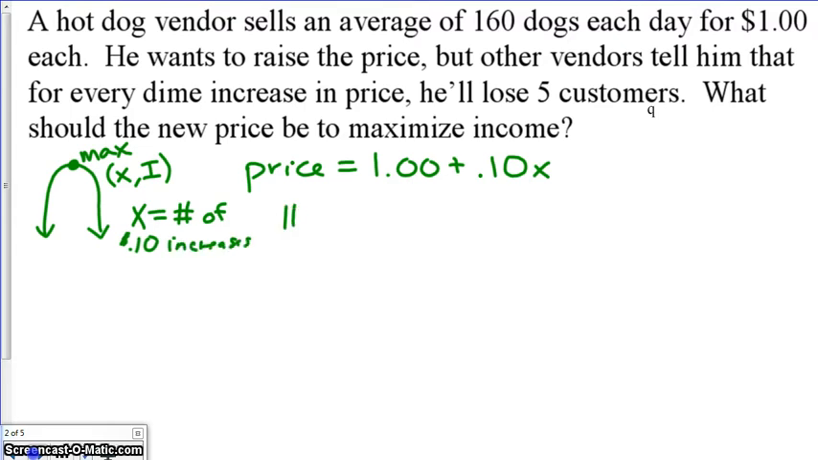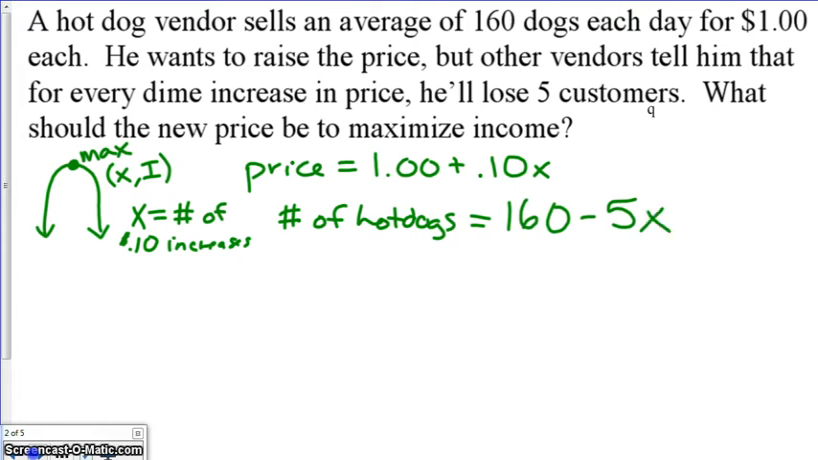Now our number of hot dogs is going to change as well. We sell 160 each day, but that's going to decrease by 5 customers per dime increase. So that dime increase, no matter how many dime increases we use, is going to affect our price positively and our number of hot dogs sold negatively.